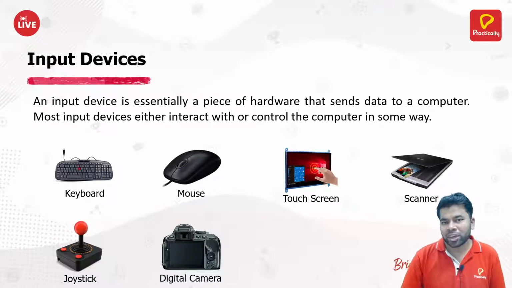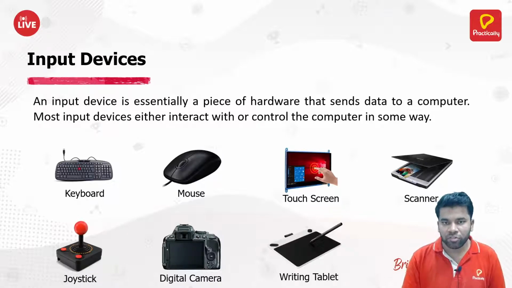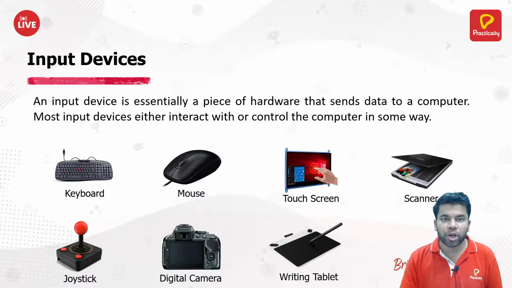Digital camera. Using digital camera we can capture pictures and transfer those pictures to the computer system. We can give our photos and videos to the computer system with the help of the digital camera. And writing tablet, if you want to write anything, or a light pen. Using the light pen or the writing tablet, we can give writing input to the computer system. Using the writing tablet also, the computer is going to accept the input data, and that data is going to be processed and will give us the meaningful result as information.